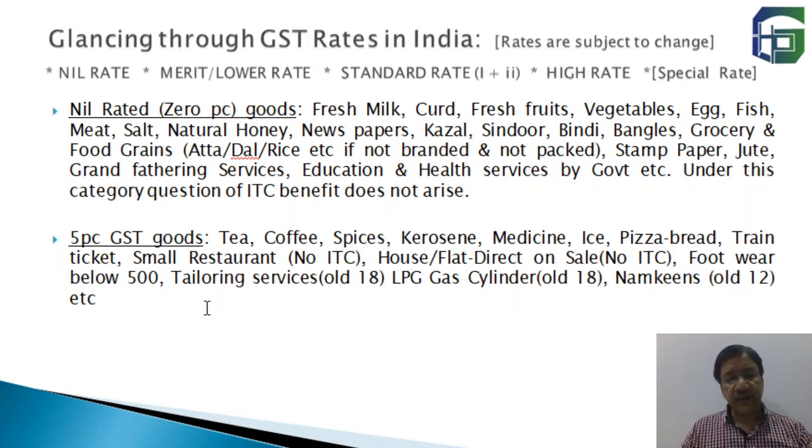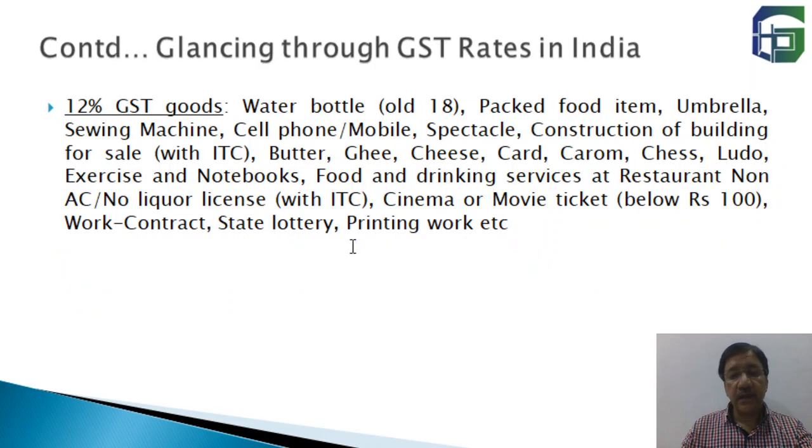So these are the 5% category goods. Now you see 12% GST goods. Water bottle, where earlier the rate was 18%, now it is 12%. Packed food items, umbrella, sewing machines, cell phone, mobile, spectacle, construction of building for sale with ITC. If you want to take the ITC benefit, then the rate is 12%. Without ITC, the rate was 5% in the earlier slide you have seen.